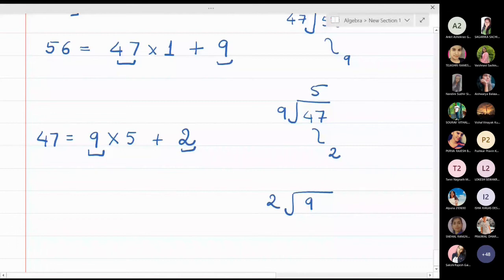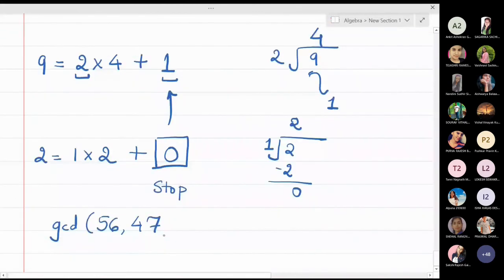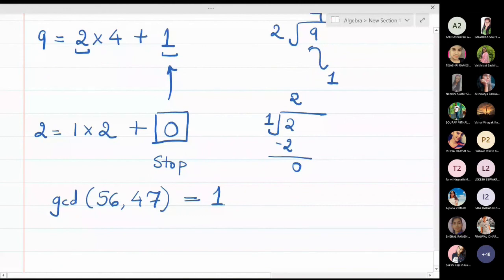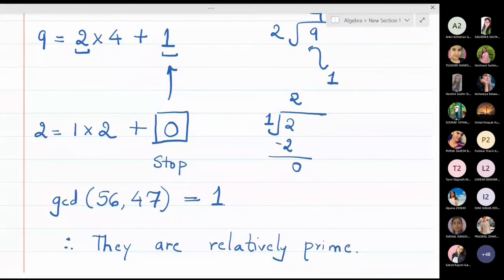And therefore the GCD for this problem turns out to be how much? Therefore the GCD of the two numbers 56 and 47 is equal to 1, and therefore the two numbers are relatively prime. Okay, so this is about how you identify whether two numbers are relatively prime or not.